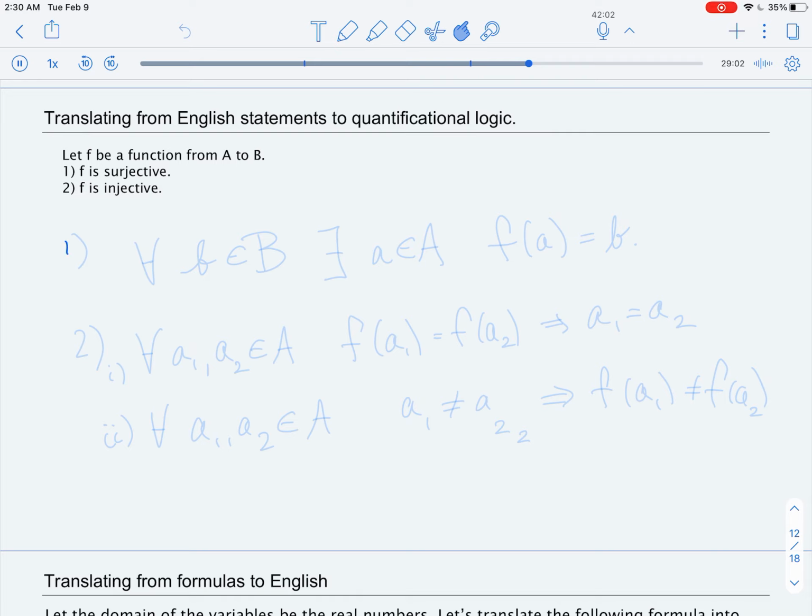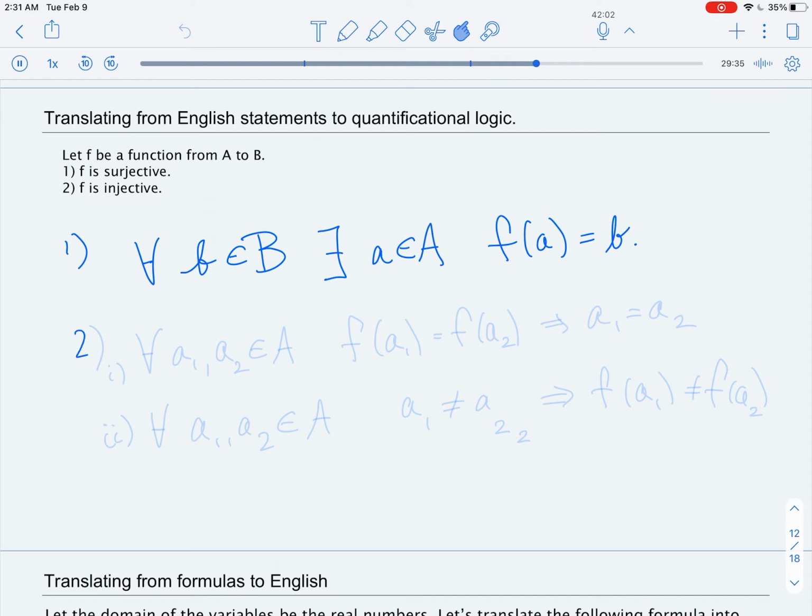So let's see. For surjective, we would write for any point b, so that's for any b in the codomain, there exists some point a in the domain such that f of a equals b. So that's how we'd write that it's surjective.